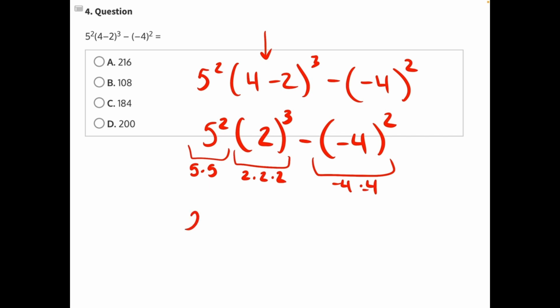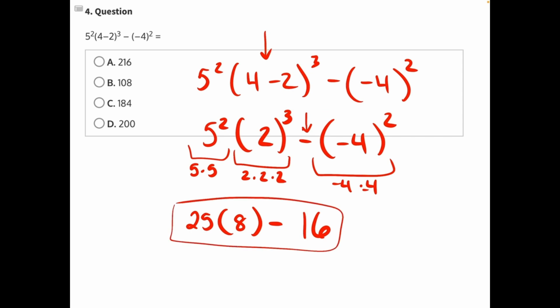5 times 5 will give us 25, times 2 times 2 times 2, which will give us 8, minus negative 4 times negative 4, which will give us a positive 16. Be very careful there because this minus sign was completely unrelated. It was outside of the parentheses, so it had no effect on this exponent. So even though we got a positive 16 as our result, it still is going to simplify down to minus 16 because this minus sign was outside the parentheses.